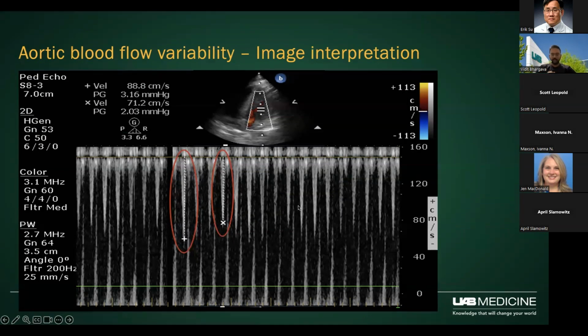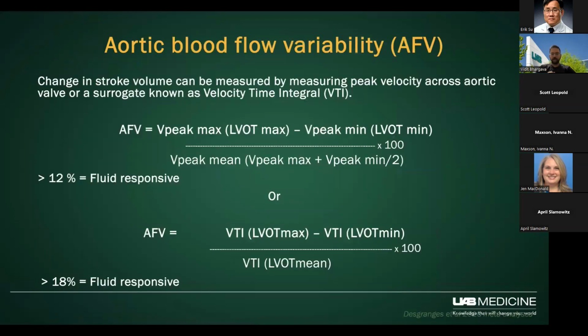So having taken a look at that, we'll go back to our two formulas of how AFB variability is measured, and then go back to our examples and our images. So again, we can use either the maximum, minimum values, and the mean of the peak velocity or VTI, versus it can use the max and the min and VTI mean. And based on which formulas you use, either more than 12% or more than 18% is considered as fluid responsive.